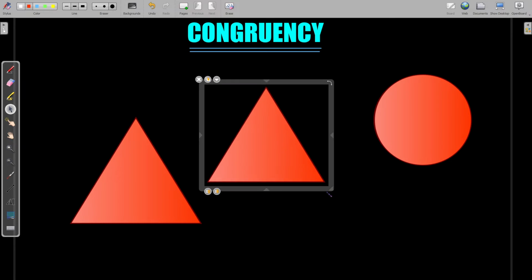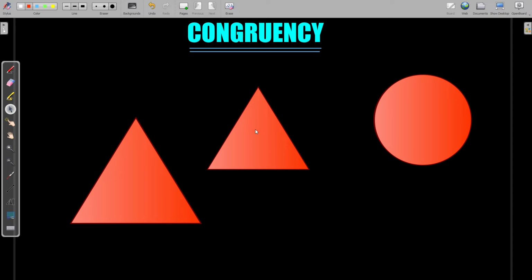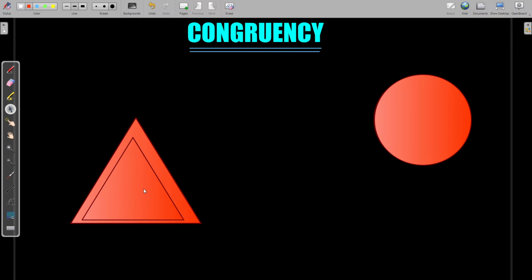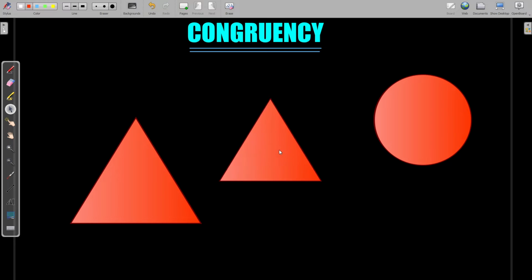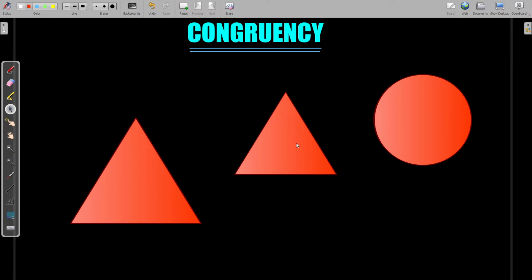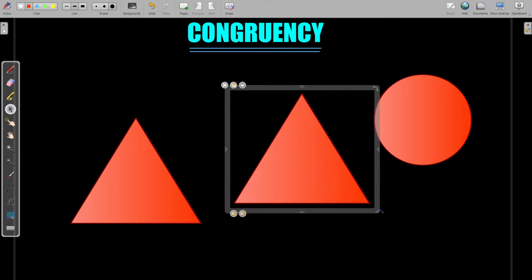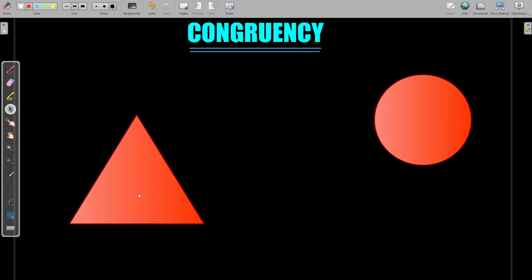Now, if I make this triangle smaller, see the angle did not change, but if I put it above it, now see it's not superimposing with the other triangle. So in this condition, these two triangles will be called similar but not congruent. For congruent, what's the condition? It should completely superimpose on the other triangle.